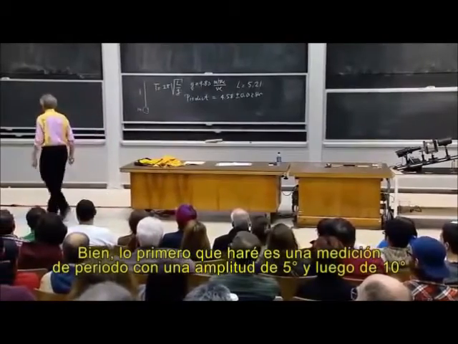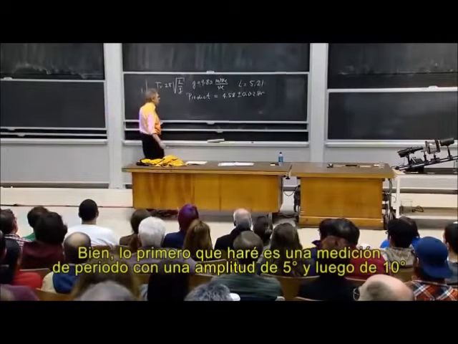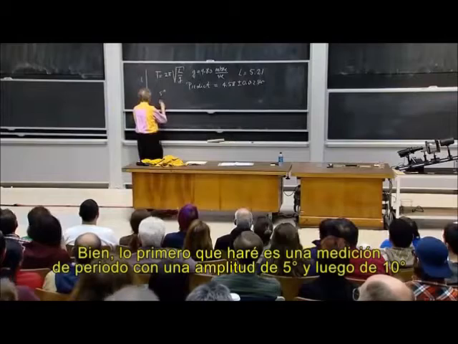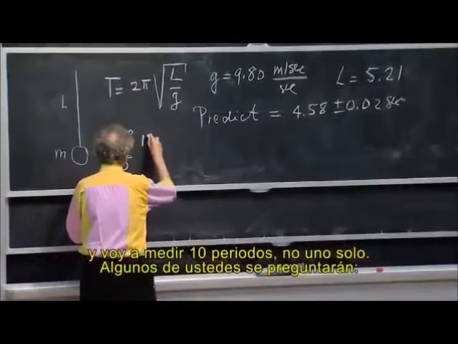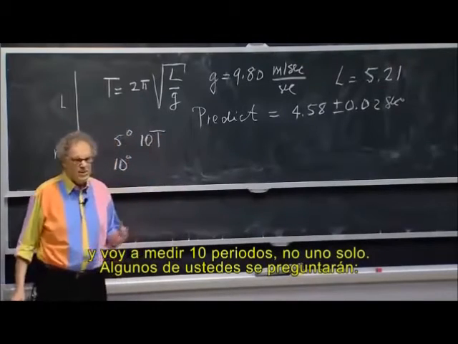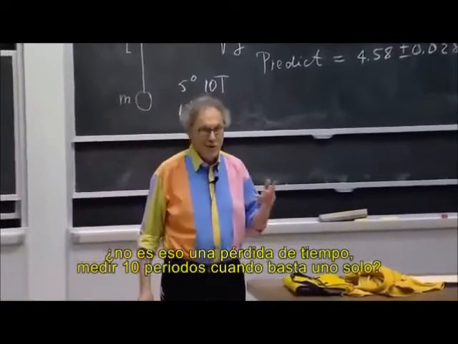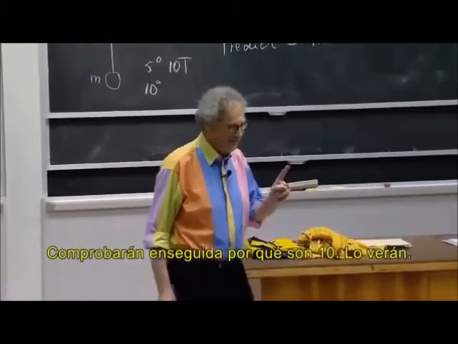I'm going to first make a period measurement at 5 degrees and then at 10 degrees amplitude. And I'm going to measure 10 periods, not 1. Some of you may think, well, isn't that a waste of time to do 10 periods if you can get away with 1? You will very quickly see why it is 10.